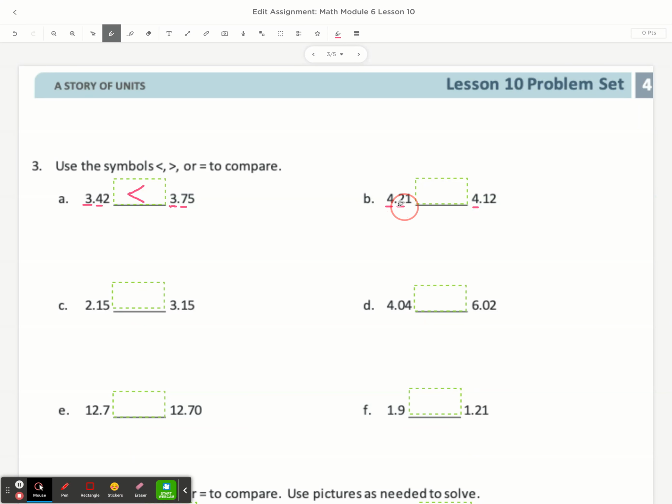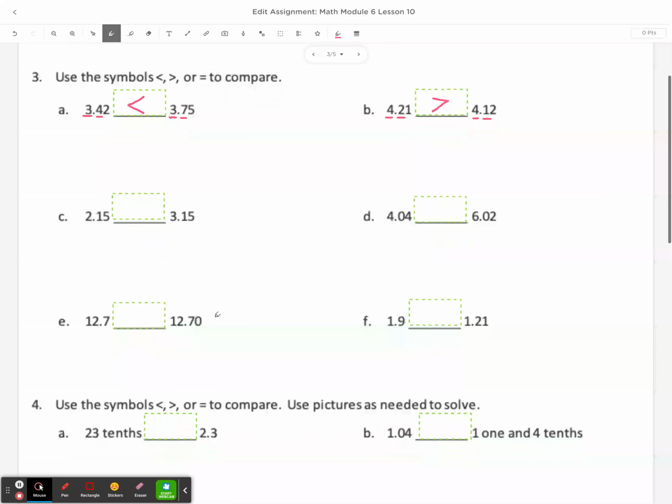tenths. Here I have a 2 in the tenths place. Here I have a 1 in the tenths place. Well, I know that 2 is bigger than 1, so that means that 4.21 is bigger than 4.12. And that's pretty much all we're going to be doing on this slide, is just comparing the place values.